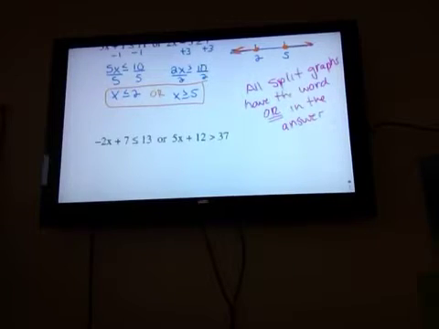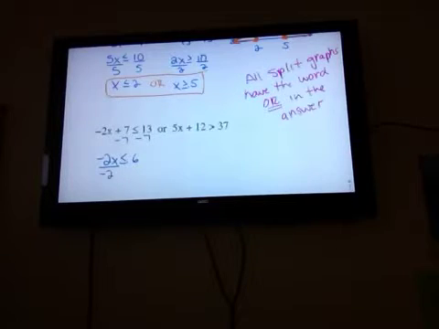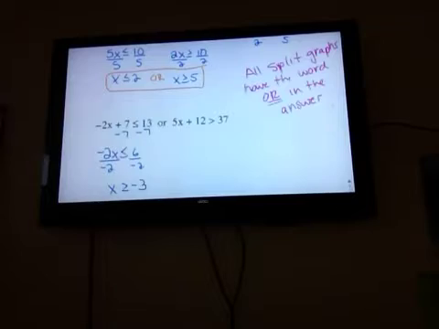Almost. Here's our exception, our last question. We solve. So we subtract our 7. So negative 2x is less than or equal to 6. And then divide by negative 2. I'm dividing by a negative, so switch the direction of the inequality symbol. X is greater than or equal to negative 3.